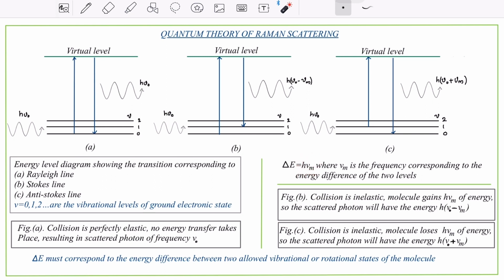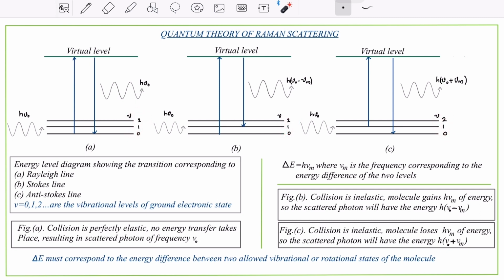Then it returns to the ground level, and during the process a radiation is emitted whose energy is h(ν0 + νm). Here also we can say the collision is inelastic. Here the molecule loses hνm amount of energy. So the scattered photon will have the energy h(ν0 + νm). The energy of the scattered photon is higher than the incident radiation. Correspondingly, you will get a spectral line that is called the anti-Stokes line.